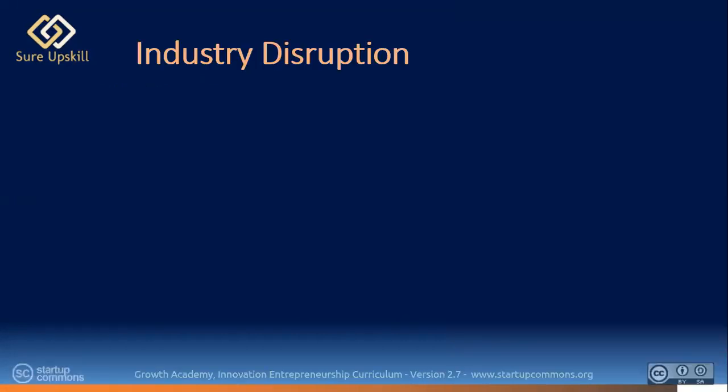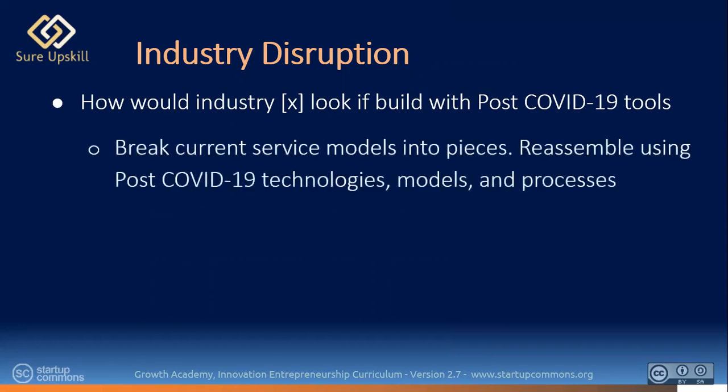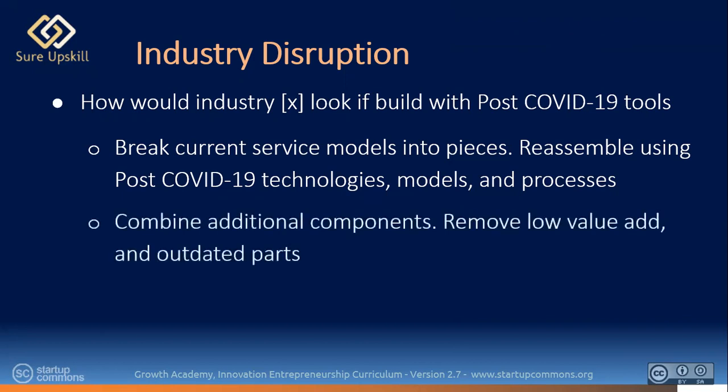And now let's look really into the basics of disruption. A disruption really is how would Industry X look if built with post-COVID-19 tools? And to look at this, we first break current service models into pieces, the way things are done in the pre-COVID world, and then we reassemble these pieces into post-COVID-19 ways. These ways are the technologies, models, and processes that we now have in the post-COVID era, which really starts from June 2020. Now, what we do is to combine these additional components and remove low-value additions and outdated parts.